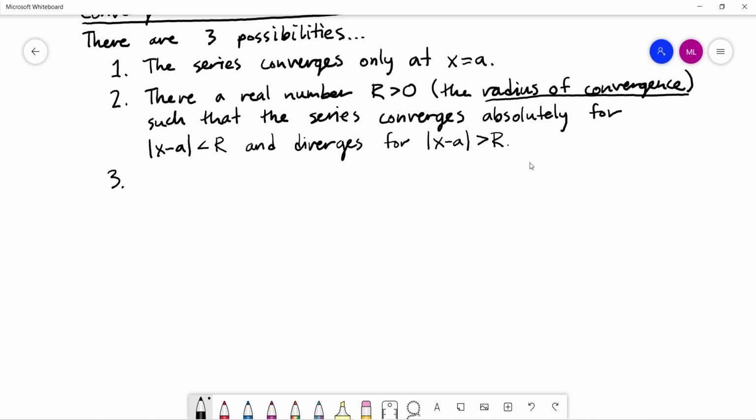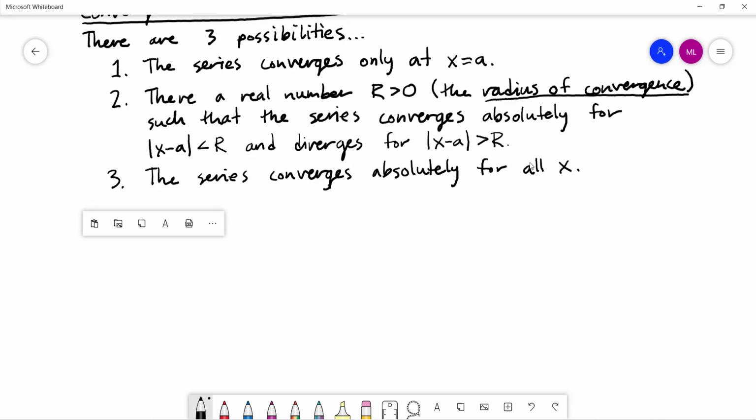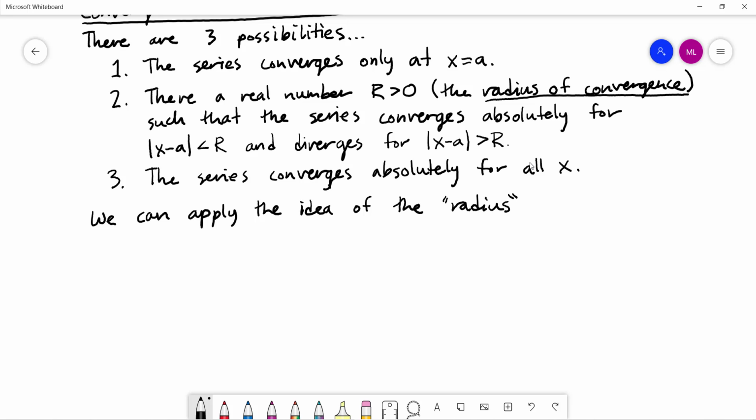And the third case is that the series converges absolutely everywhere, for every single possible value of x. So we can apply the idea of this radius of convergence to all three cases.